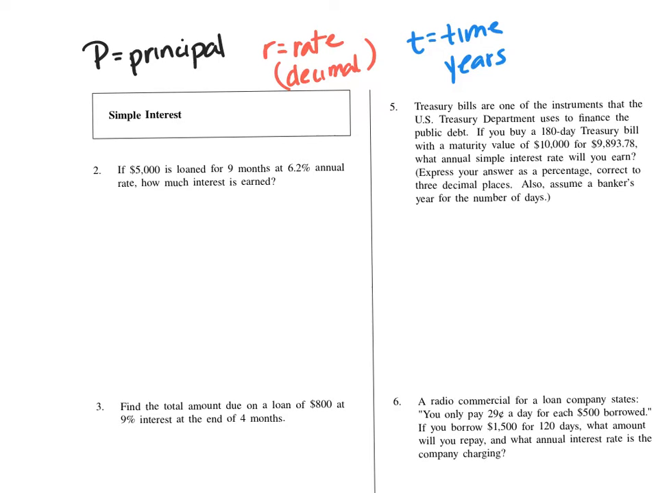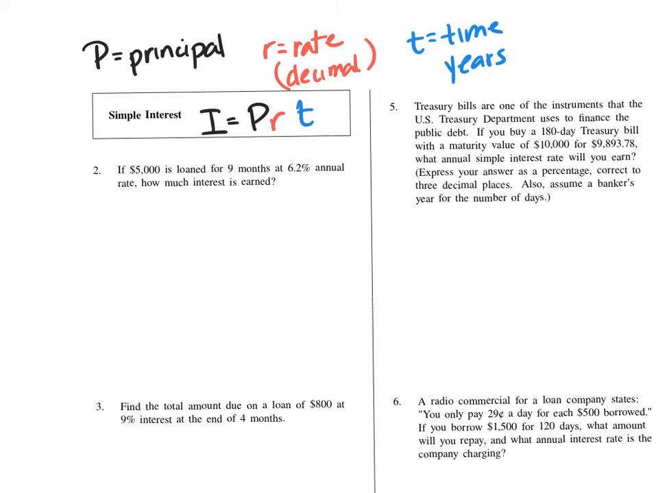And so we get a simple interest formula to calculate actual interest. We call interest I. I is equal to P times the rate times the time. So I is equal to PRT.